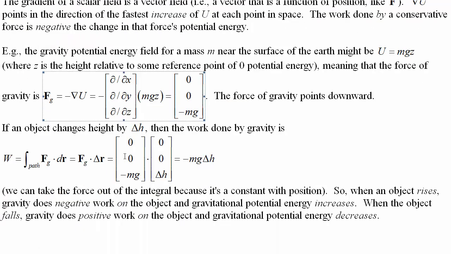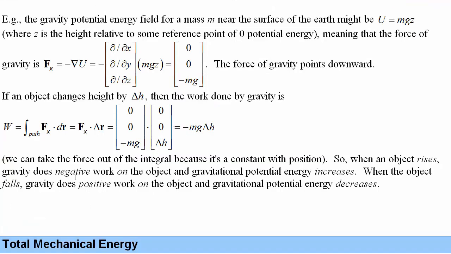If an object changes height by delta h, the work done by gravity would be the integral of this force dotted with displacement. It doesn't matter what the other components of its displacement were, because those are going to be killed by the dot product. So here's a vector notation version of the dot product, and we get negative mg delta h. We can take the force out of the integral because it's constant with position. When an object rises, gravity does negative work on it, and the gravitational potential energy increases, and the opposite when it falls.